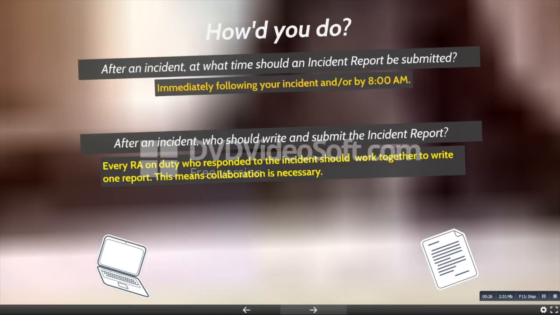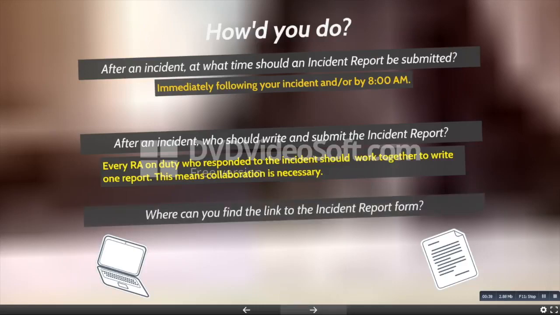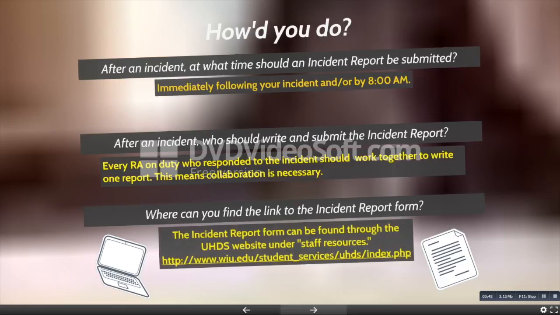The next question, after an incident, who should write and submit the incident report? Well, every RA on duty who responded to the incident should work together to write one report. This means you're going to have to collaborate and work together to provide as much detail as possible. And finally, where can you find the link to the incident report form? Well, the form can be found through the UHDS website under Staff Resources, and we've provided you the link here.